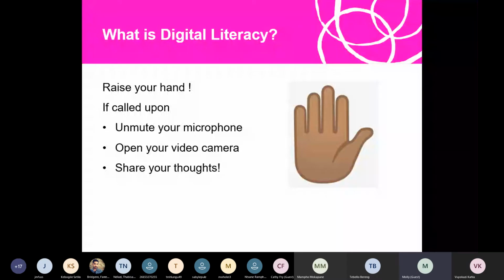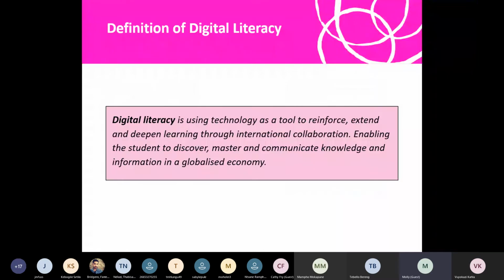Now, let us look at digital literacy. I'm going to read it. Digital literacy is using technology as a tool to reinforce, extend, and deepen learning through international collaboration, enabling the student to discover, master, and communicate knowledge and information in a globalized economy. So that's what we're ultimately preparing young people for. So the most important terminology being collaboration, deepen learning, and we're going to learn more about this.